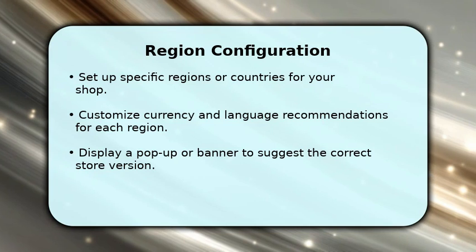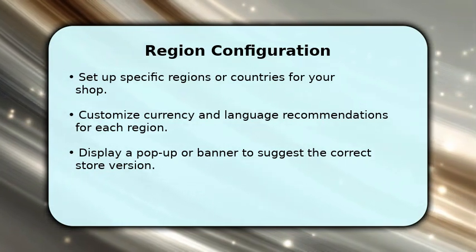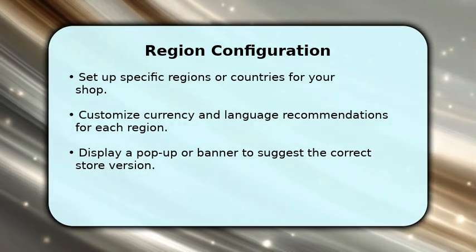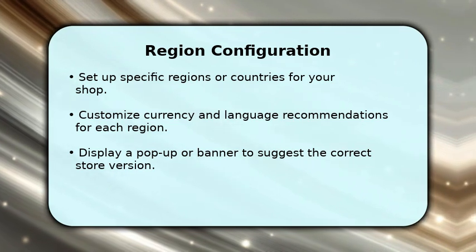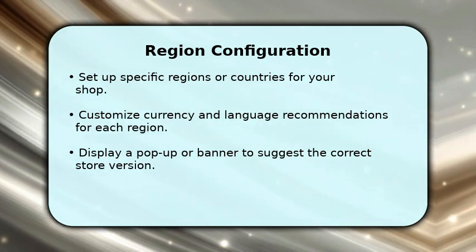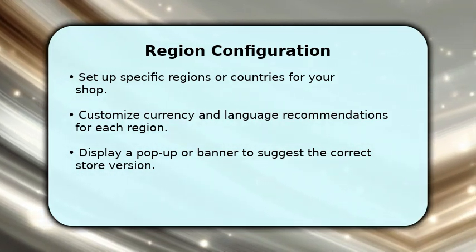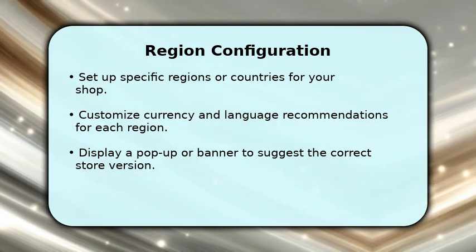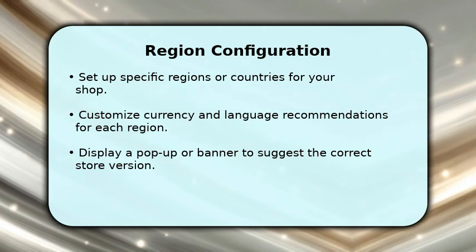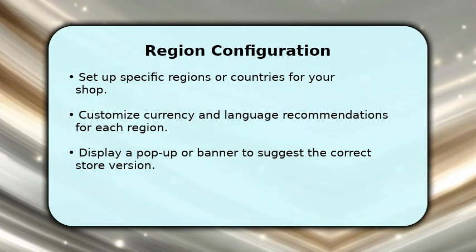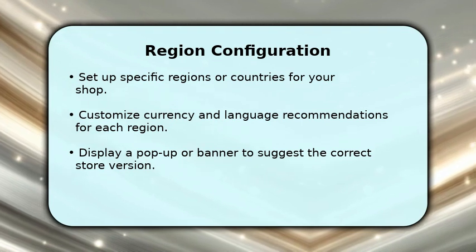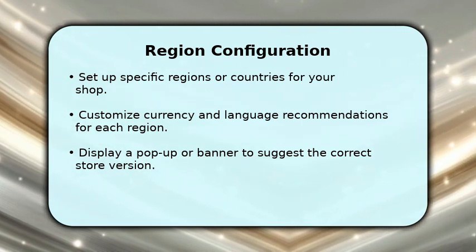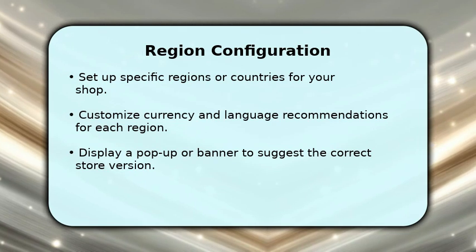Next, you'll define the specific regions or countries you want to target within the app settings. For each region, you can customize recommendations for currency and language, ensuring a truly localized experience. The app can then display a helpful pop-up or banner, gently suggesting the correct store version to your customers. This thoughtful approach helps guide them to the most appropriate shopping environment, making their journey smoother and more personalized from the very first click.